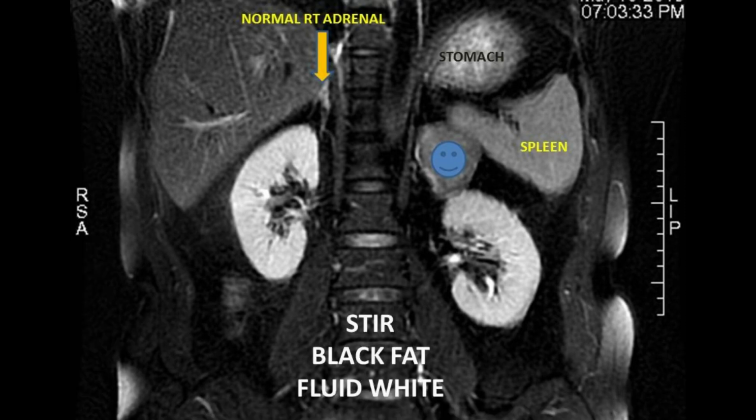assessed very well. Okay. So in our case, IV contrast with STIR sequence shows mild enhancement of the left suprarenal mass more in the periphery. Why am I saying this is only mild enhancement?